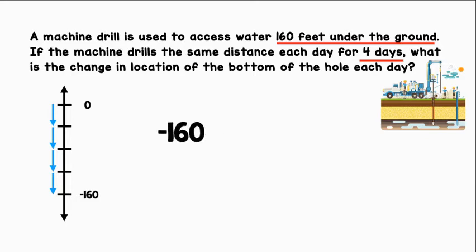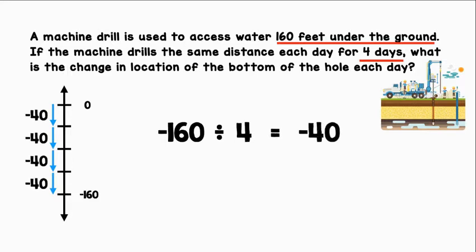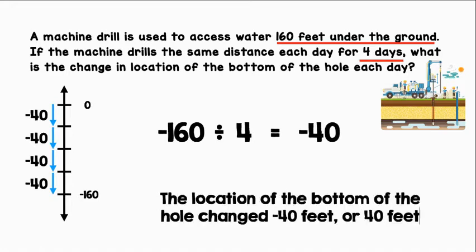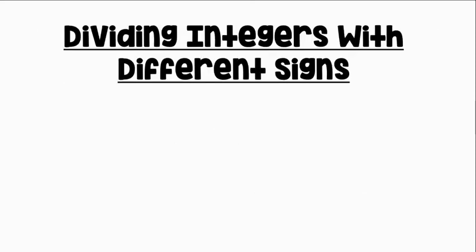Negative 160 divided by 4. That will give us negative 40. The location of the bottom of the hole changed negative 40 feet, or 40 feet lower, each day.